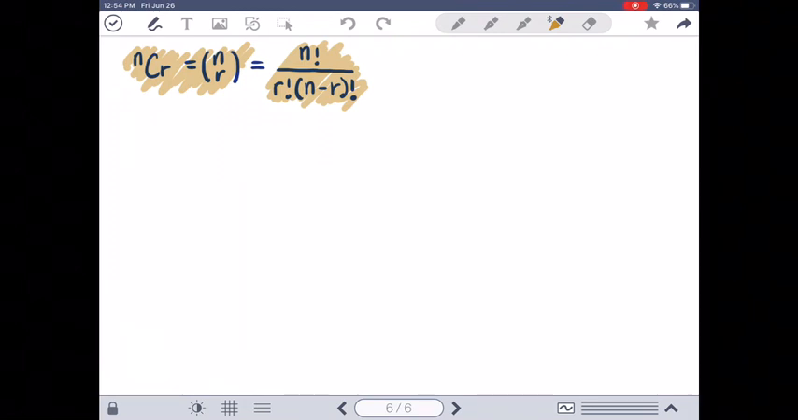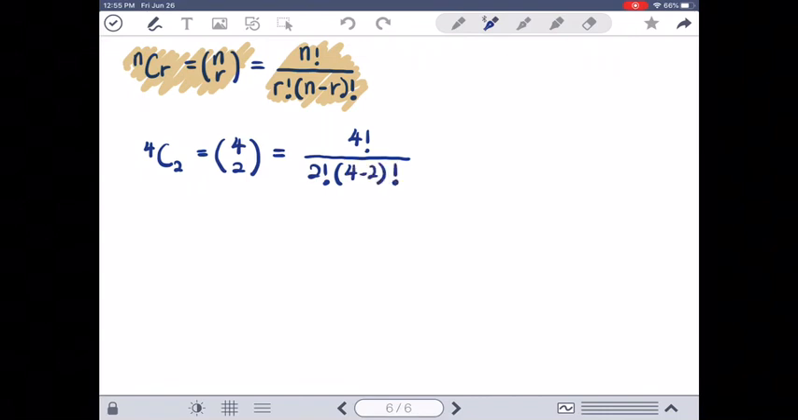So you are required to remember. For example, if we have 4C2, which can also be written as (4,2), this is just equal to 4 factorial over 2 factorial multiplied with (4 minus 2) factorial.